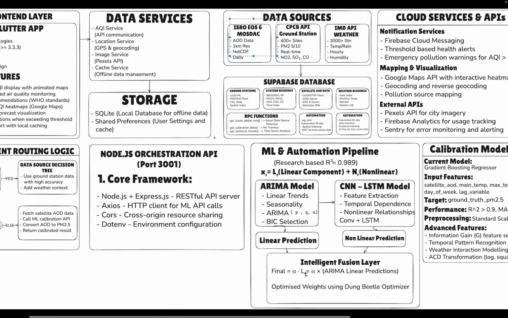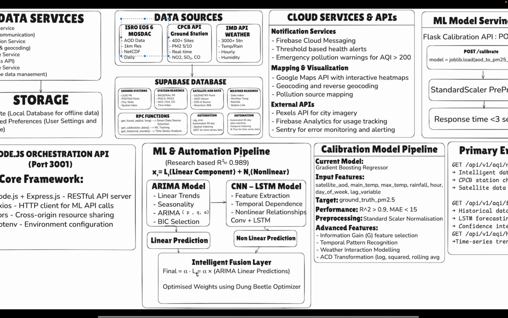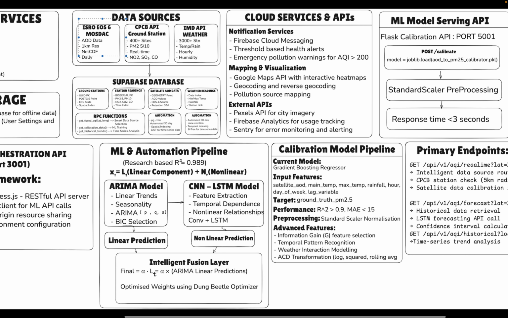Now, for the machine learning part and the calibration part, we are using a gradient booster regressor, and we are taking satellite AOD data, minimum temperature, maximum temperature, rainfall, and days of the week as our input features, and it is returning us the ground PM 2.5 value.